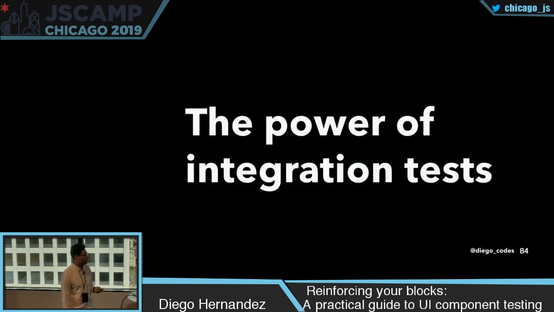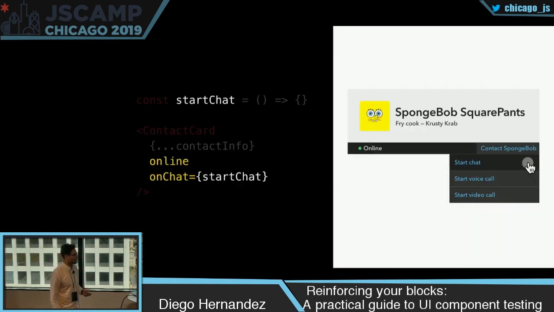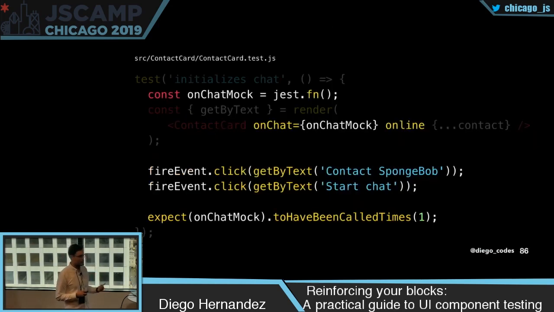The other thing I wanted to point out with this test is that it gives you the power of integration tests. With this test, we not only tested the logic of the contact card, but we also dove into the overflow menu logic, because we had to open that overflow menu first before we could click on Start Chat. The nice thing about this test is that you're making a lot of assumptions along the way of how this component works.